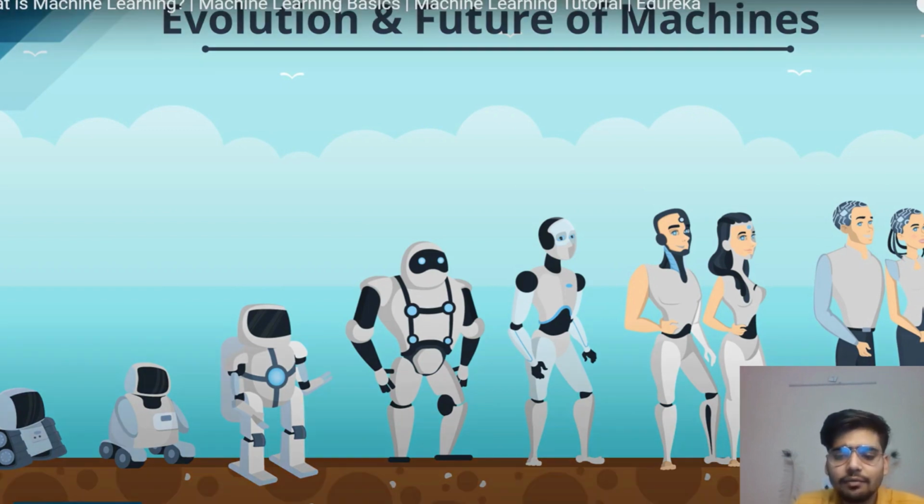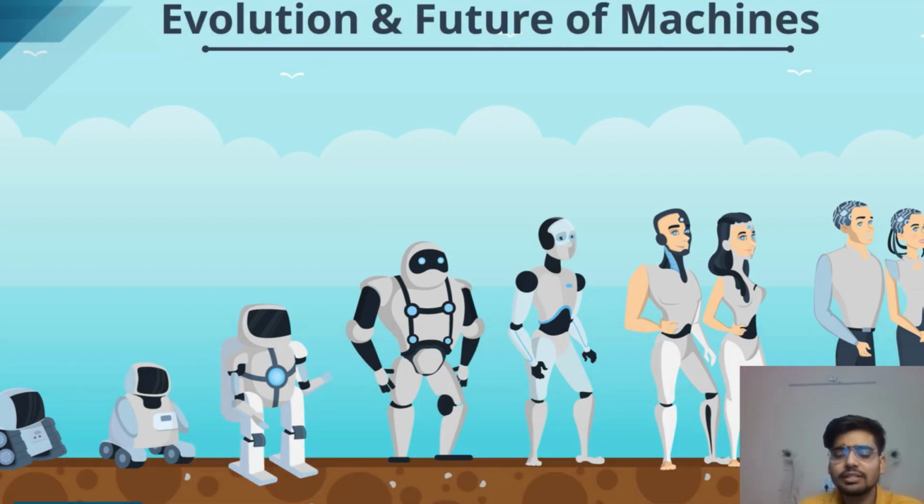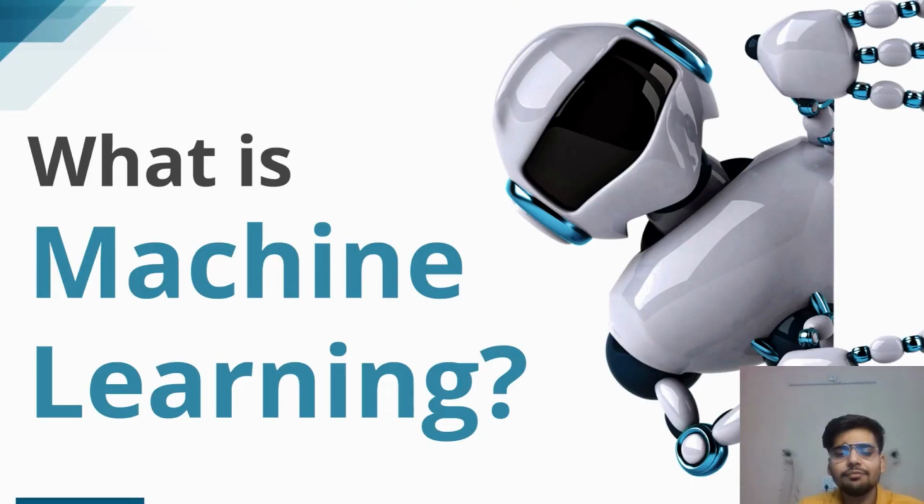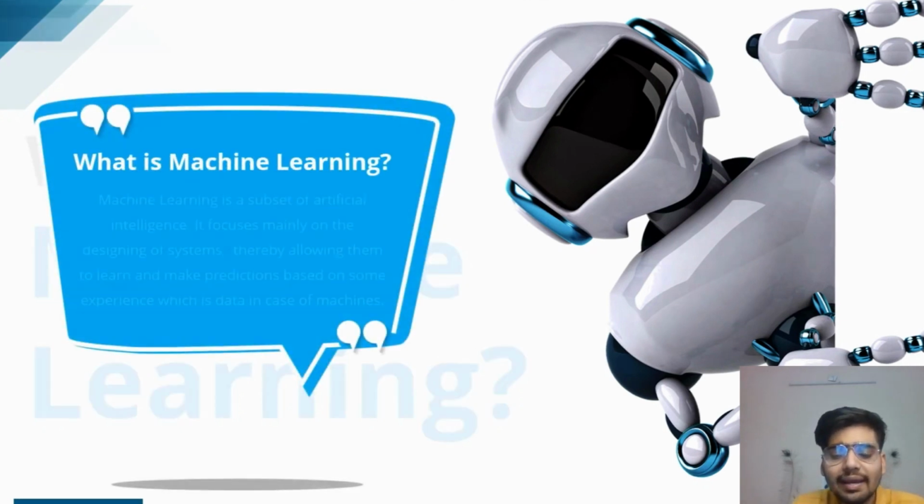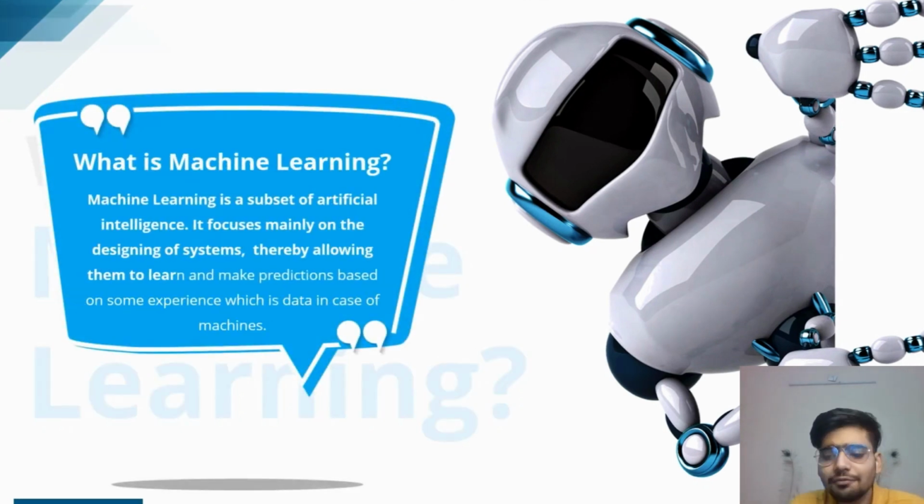We are living in a world of machines and humans, and humans learn day by day because of their past experience over millions of years. But what if machines learn? Today we will see examples of how machine learning learns.